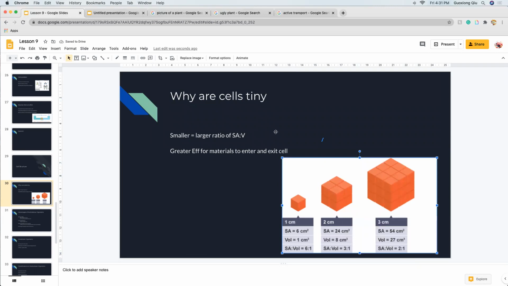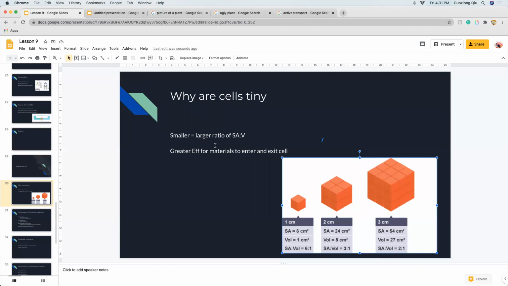All right, coming back here. The reason cells are tiny is because when they're smaller, they have a larger ratio of surface area to volume, so they can maximize their surface area, which is something everything in bio wants. By maximizing their surface area, there is a greater efficiency for materials to enter and exit the cell.